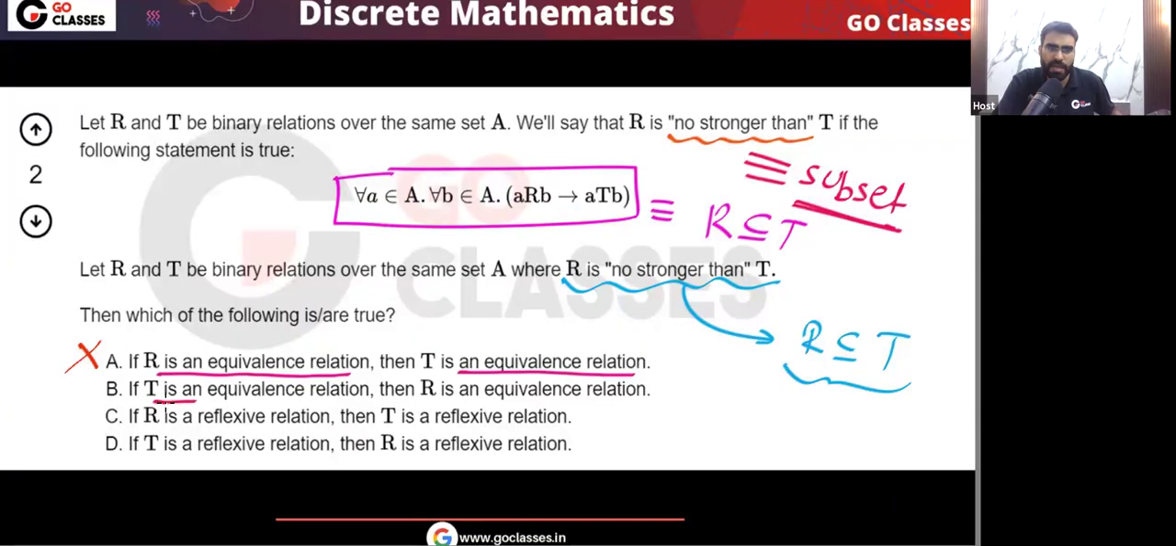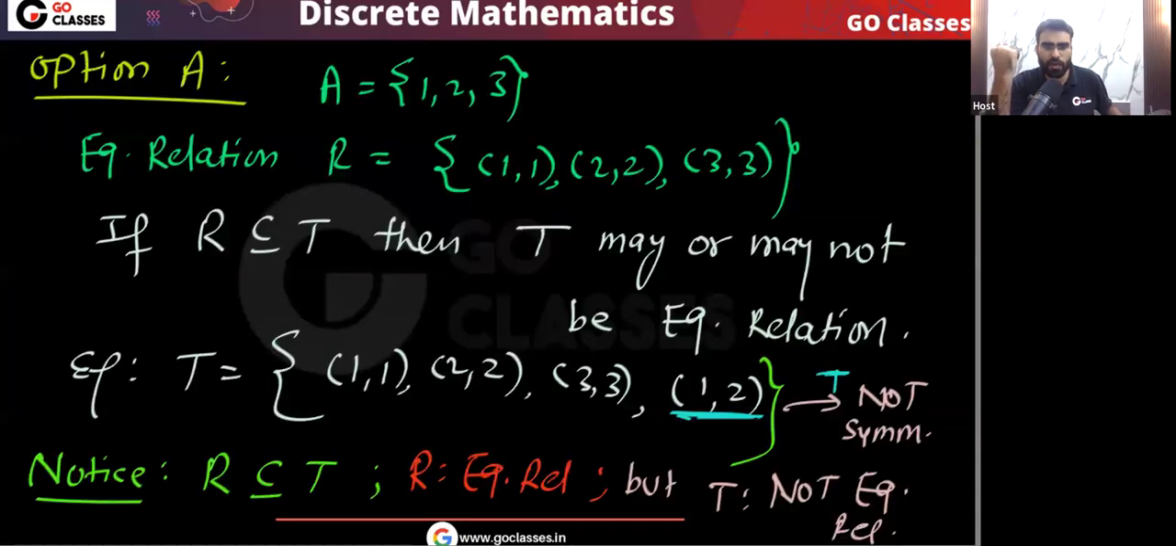What about option B? If T is an equivalence relation, then can I say R will be an equivalence relation? Remember, R is a subset of T. If this T is an equivalence relation, can I say its subset will be an equivalence relation? Again, that is false. Again, that is very easily false. For example, in option B, what can I do? Can I say a subset of an equivalence relation will be an equivalence relation?